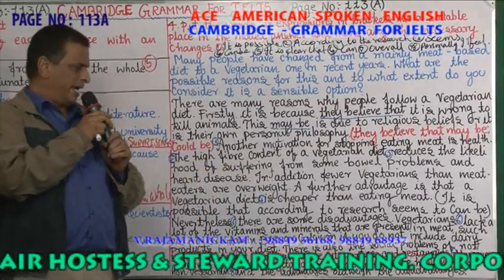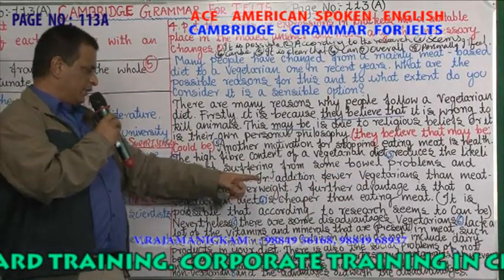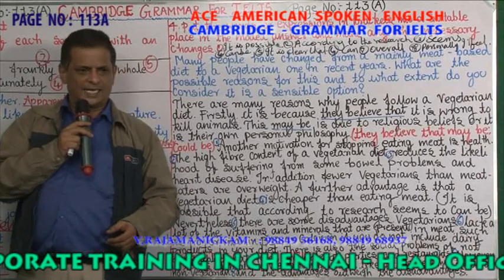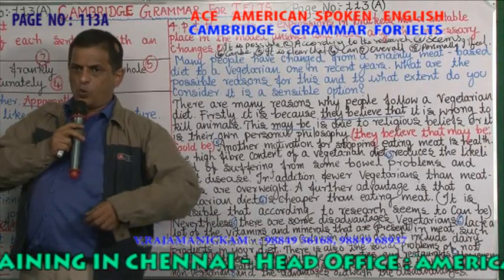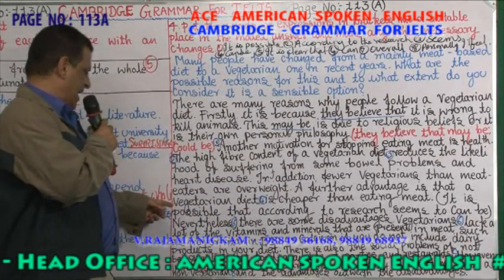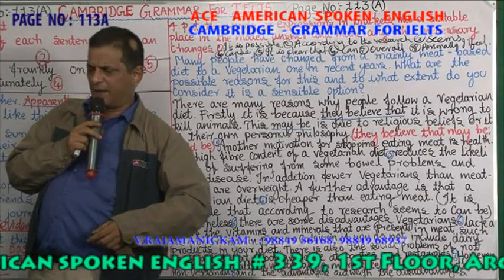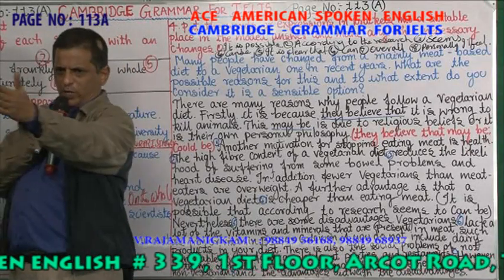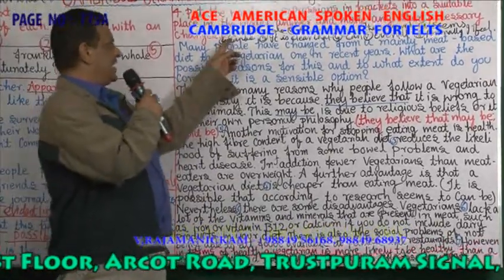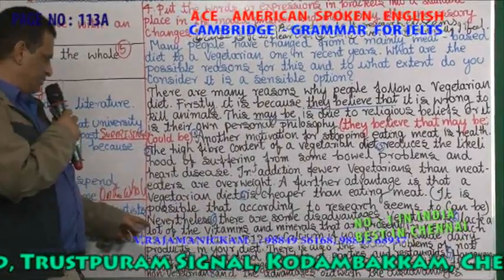In addition, fewer vegetarians than meat eaters are overweight. So comparing meat eaters and vegetarians, meat eaters tend to be heavier. A further advantage is that a vegetarian diet is cheaper than eating meat. So vegetarian food is cheaper than non-vegetarian food. For four, the answer is: can be. It is possible that; according to research; seems to; can be.